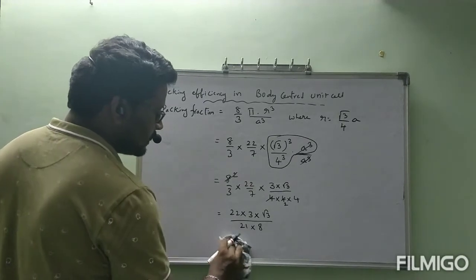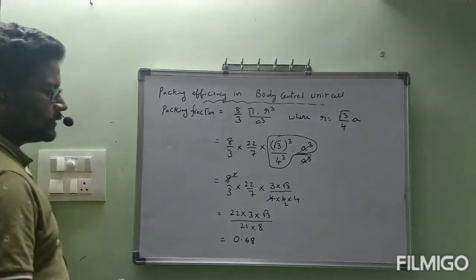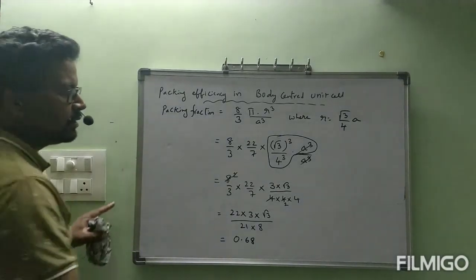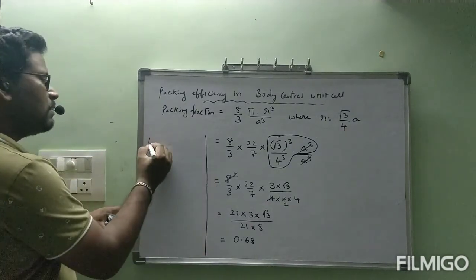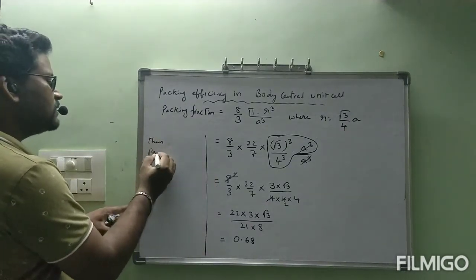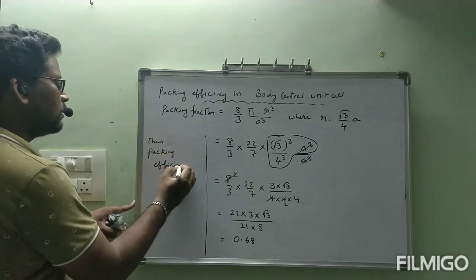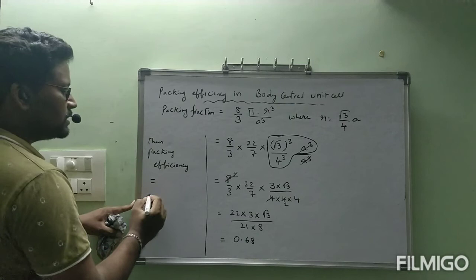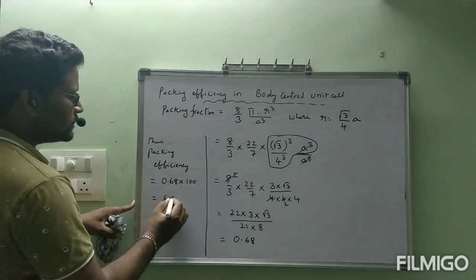0.68. You will get it as 0.68. This is the packing fraction. If you get packing fraction, then packing efficiency is equal to 0.68 into 100 is equal to 68%.